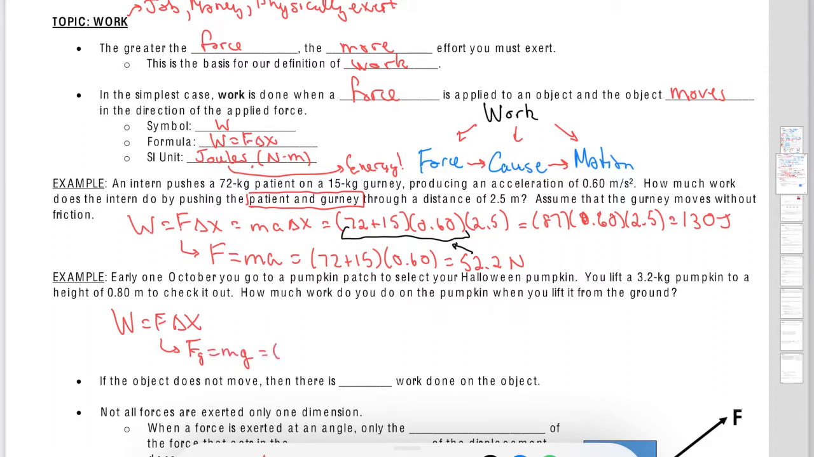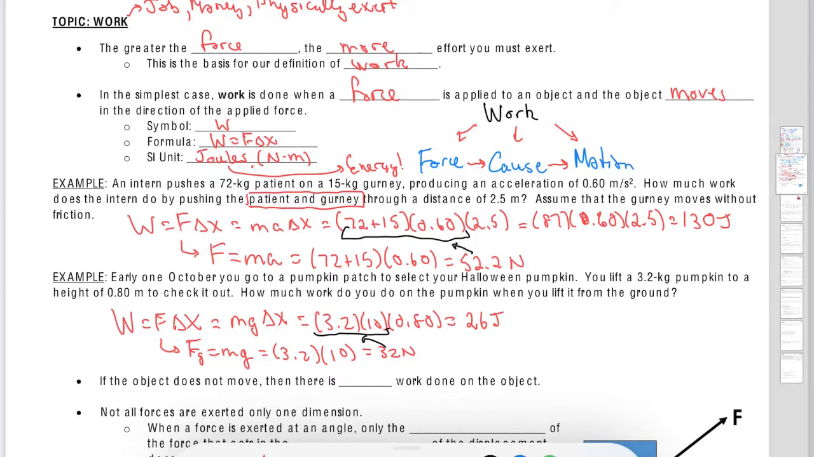Okay, so again, you can turn this into 2 steps, or I can turn it into essentially a 1-step problem. But again, you're just going to do force times displacement. So I'm going to do mg delta x, or 3.2 times 10, and I'm lifting it 0.80 meters. I do that in my calculator, and I get 26 joules worth of work. Again, if you did 2 steps, at this point is where that 32 would go. Again, that's personal preference of what you want to do.